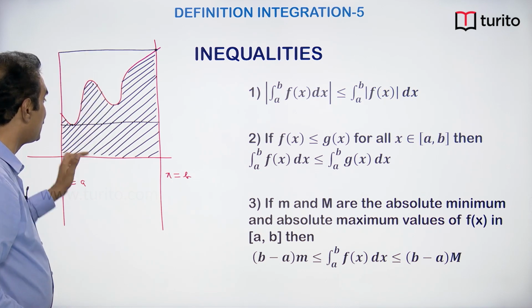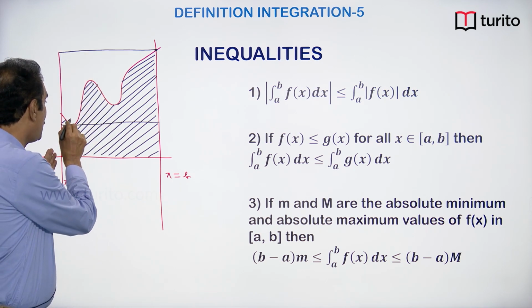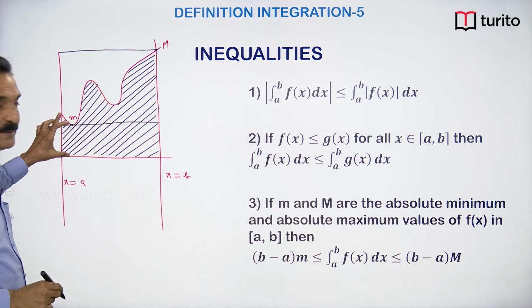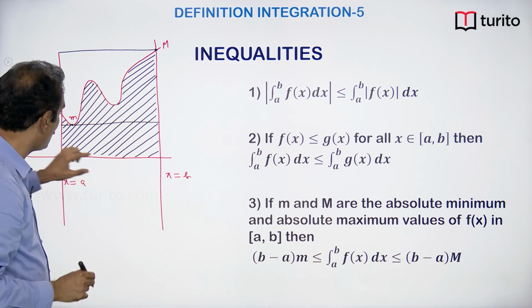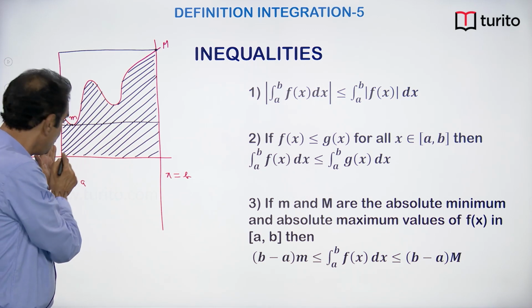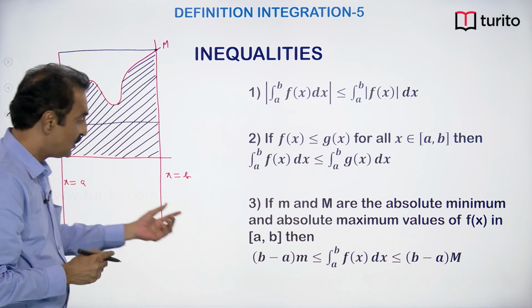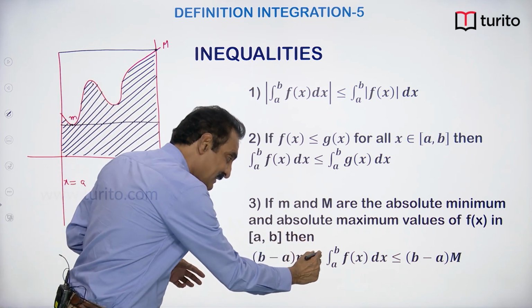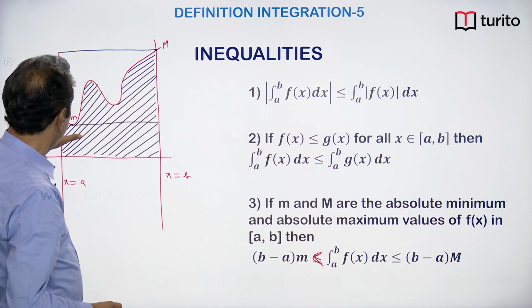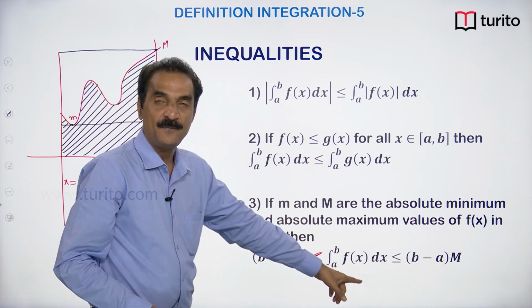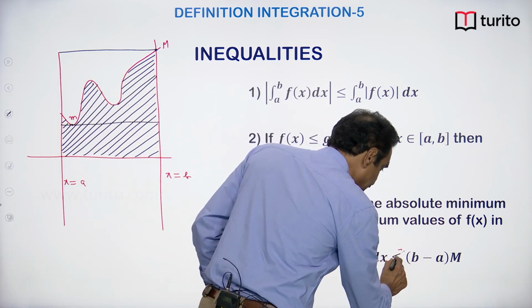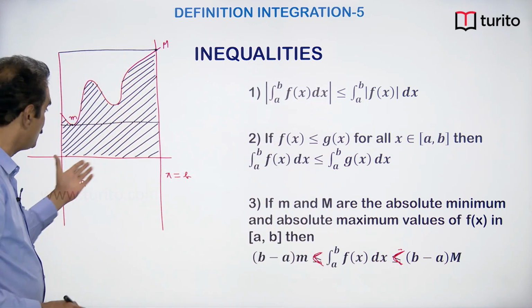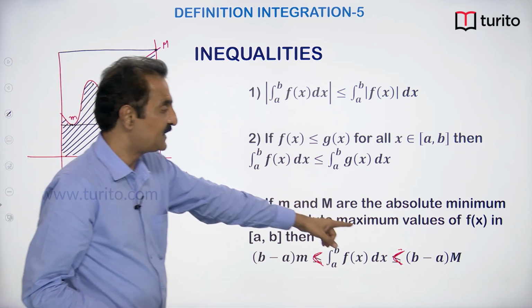What is the area of the small rectangle? This is small m and this is capital M. Absolute minimum is small m. Then this area is what? This height is small m, this width is b minus a. So, area of the small rectangle is b minus a into small m. It is less than, actually it is less than this shaded part, integral a to b f of x dx, is again less than capital M, this height, into b minus a, area of the big rectangle.